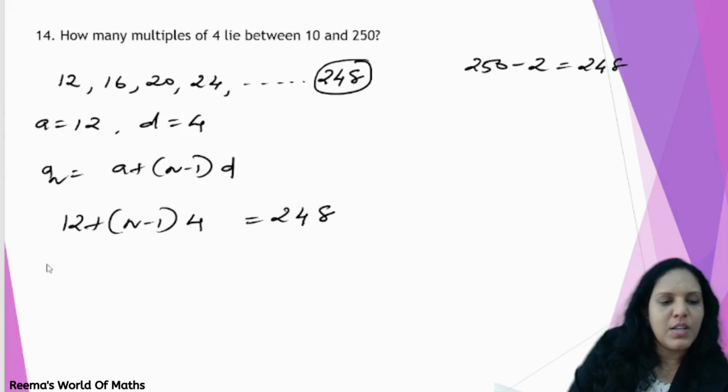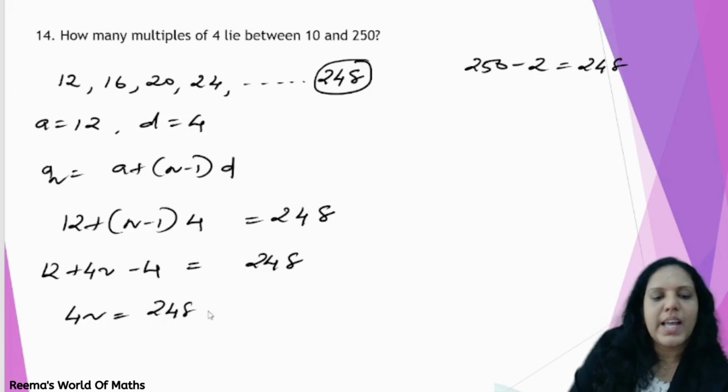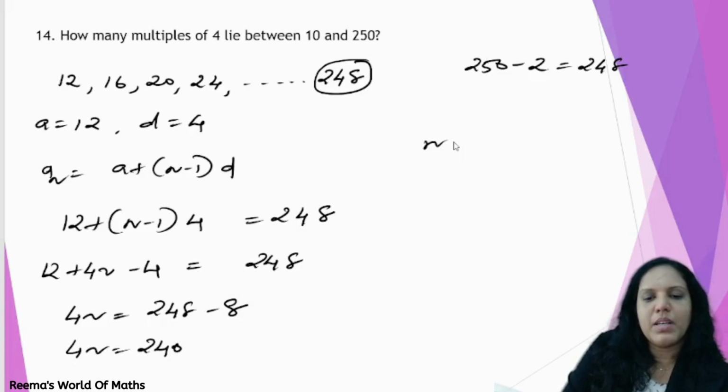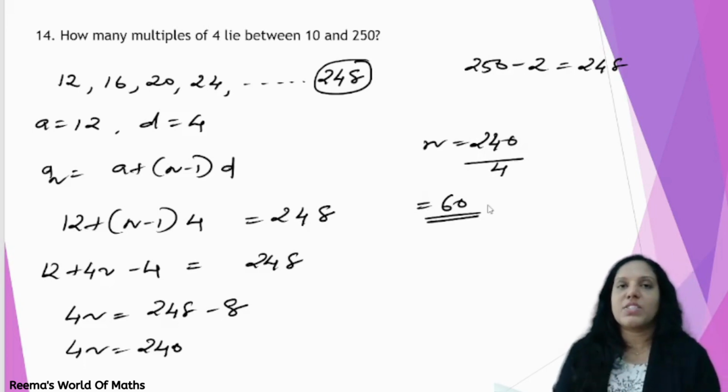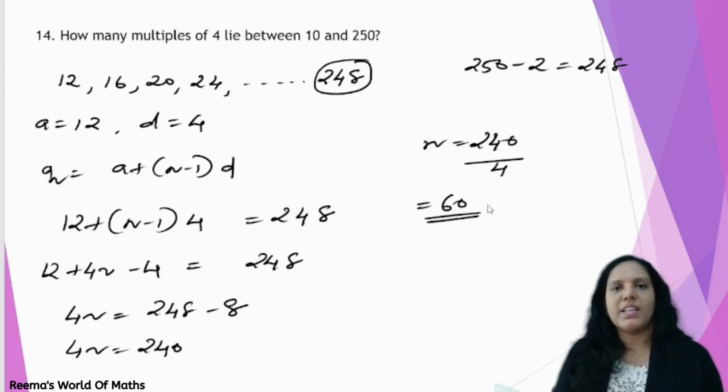So that is 12 plus 4n minus 4 equals 248. 12 minus 4 is 8, so 4n plus 8 equals 248. Taking 8 to the other side, 248 minus 8, that is 4n equals 240. So n equals 240 divided by 4, that equals 60. So there are 60 numbers which are multiples of 4 between 10 and 250.